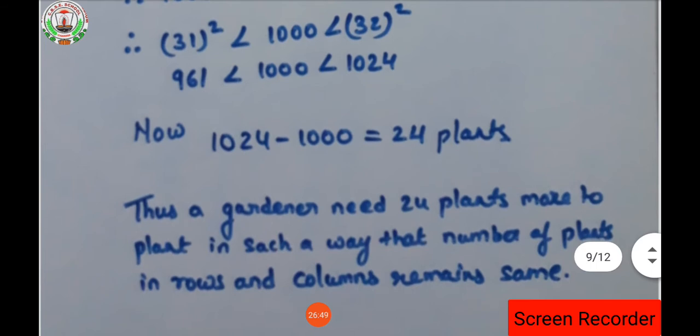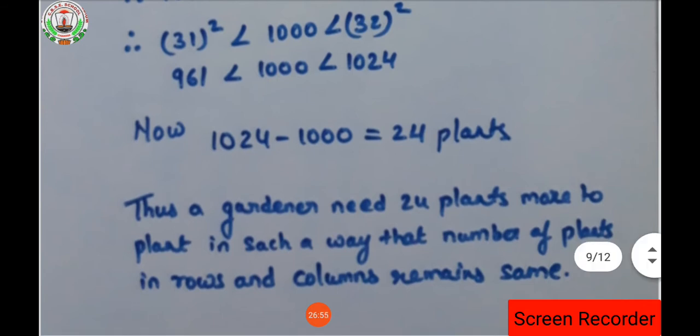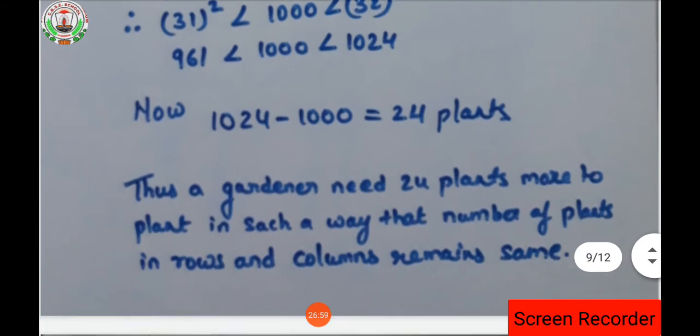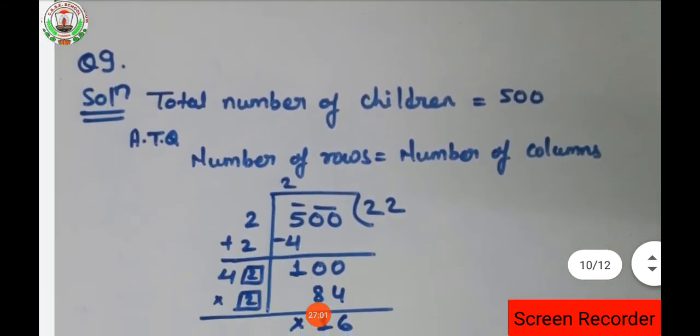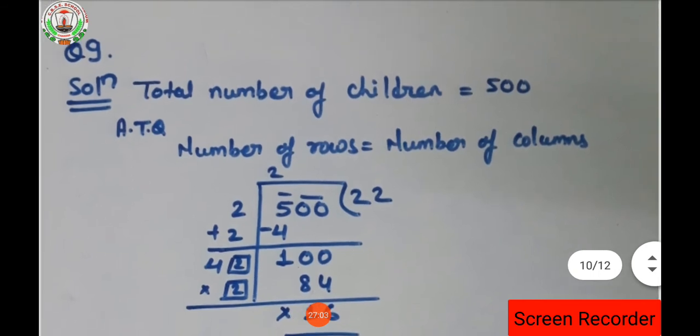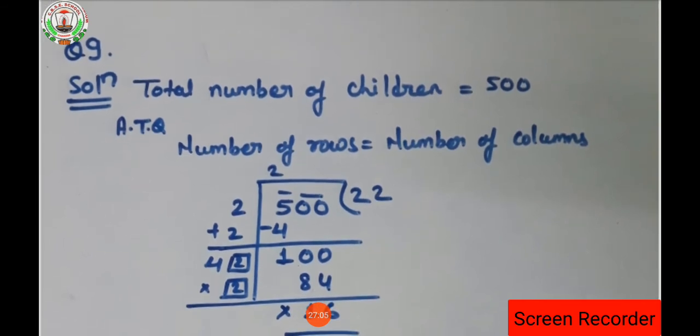This question is given in the form of a word problem, isn't it? So once you understand question number 5, you can easily do this question also. Okay, next question number 9. So question number 9 is the last question of this exercise as well as the chapter.